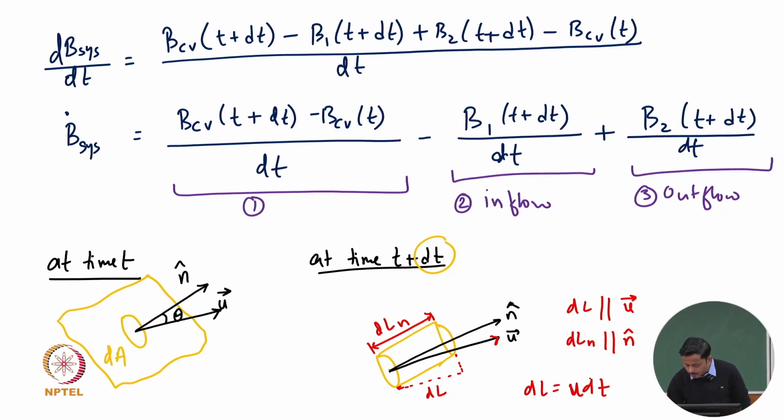This is u dt. Our velocity is measured with the vector u. This is the variable, and the distance that we can get out of this velocity is u dt. However, the perpendicular distance is dln. So dln is dl, as you can see from here. Dln is equal to dl cos theta, where theta is the angle between the normal vector and the velocity vector.